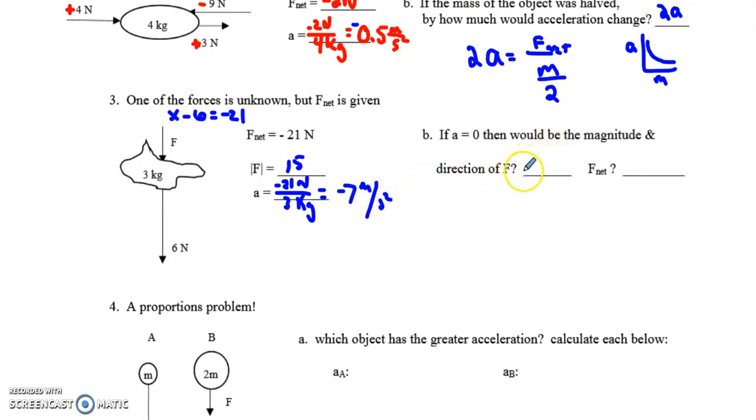What's the direction of F if the acceleration is 0? Well, if the 6 is going down, we want to make an a of 0, then the direction of F must be up, and its net force then would have to be also 0. The amount of F would have to be 6, and it'd be 6 newtons up.